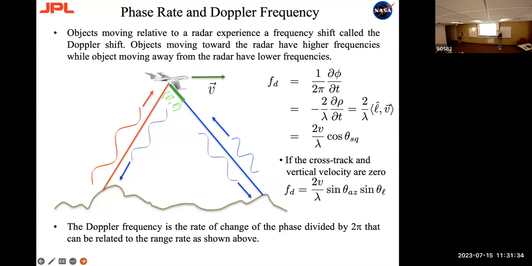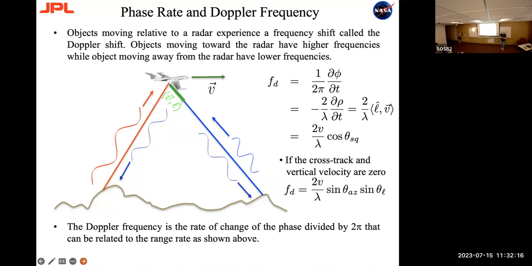And as it turns out, the rate of change of range with respect to time is the dot product of the look vector and the velocity vector. Does everybody know what a dot product is? I see some yeses, some no's, and some sleepers. Again, this is in the math review, but basically this means the projection of the velocity onto the line of sight, how much of the velocity is projected onto the line of sight. That'll be related to the cosine of the angle between those two vectors.